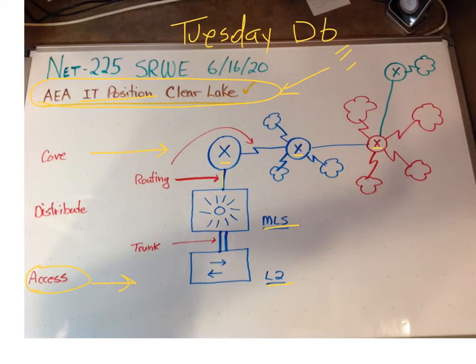Talked a little more about routing going on here. Here now we should have a trunk that has been turned into an ether channel. Okay, and as far as our layers, you could think of the multi-layer switch as your distribution layer.